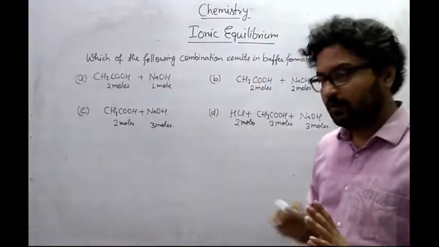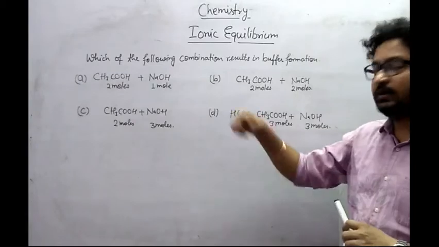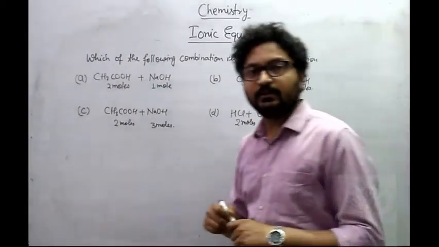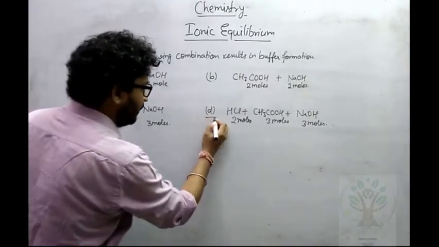I will solve just one for you, and that is D. It looks big. The rest three you have to tell me in the comment section whether they are forming a buffer or not. Okay, so just look at this D option.